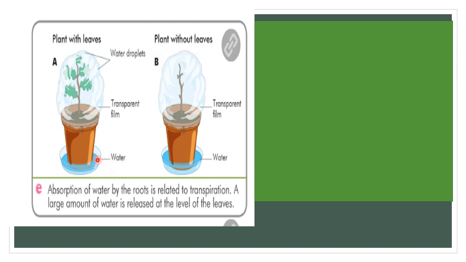Here we have water. The two plants are covered with a transparent film. In plant A, water droplets are found at the wall of the transparent film, while in plant B, no water droplets are found.